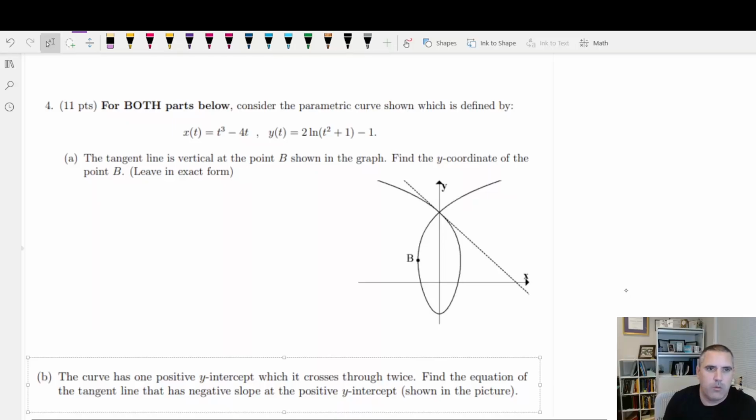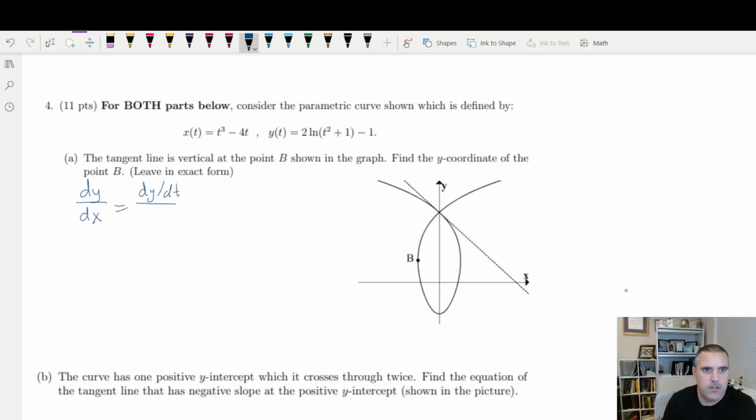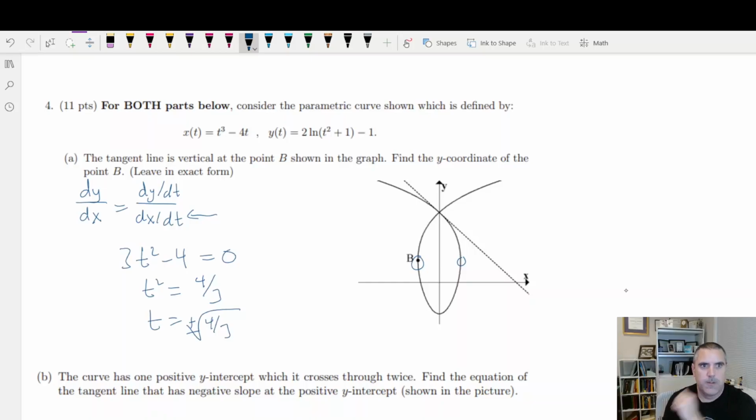So you now know from what I was just saying that dy/dx is dy/dt over dx/dt. We want to know when this is undefined. That's these two spots. There'd be a spot here and a spot here. We'd have a vertical tangent line. You can get much more exotic things, so it's kind of fun. 3t squared equals 4, so t squared is going to be 4/3. T is plus or minus the square root of 4/3.